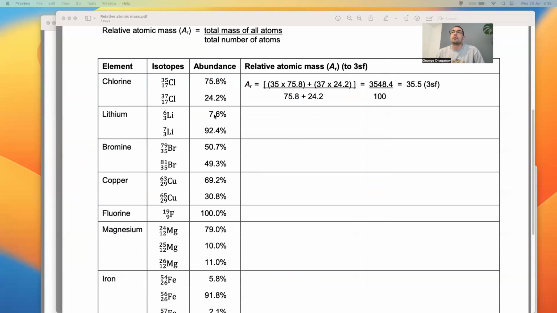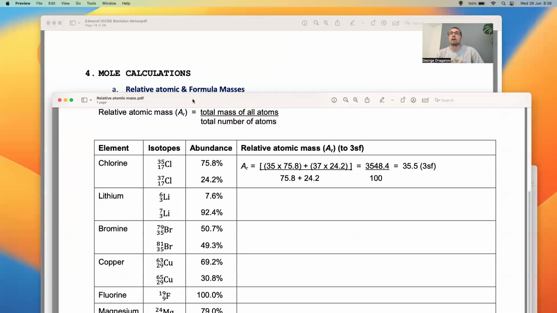Sometimes they might make one of these the unknown, so you would have to call it X and then form an equation. But that would be a higher tier question.